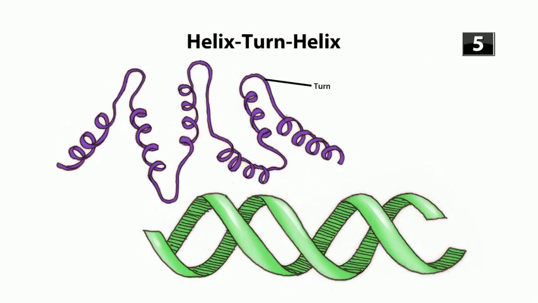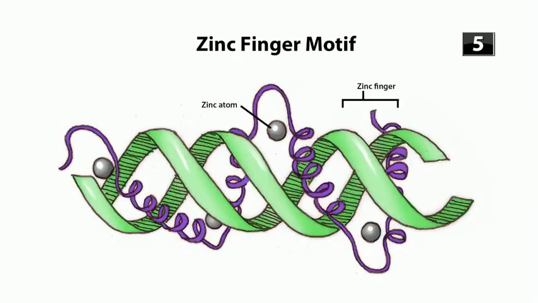The next one is the helix turn helix, which is another unique structure that allows the protein to interact with DNA. Another one is a zinc finger motif, which incorporates very well into DNA. And its claim to fame is the fact that it has a zinc on it, so it's pretty easy to identify.